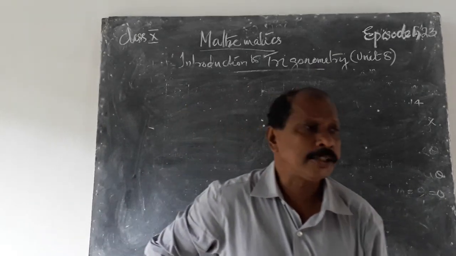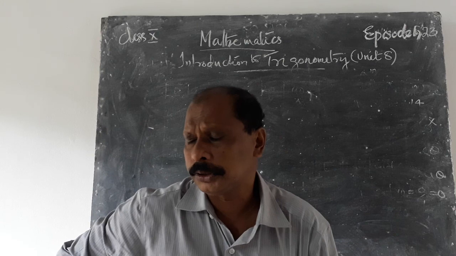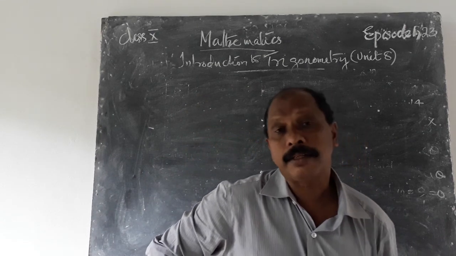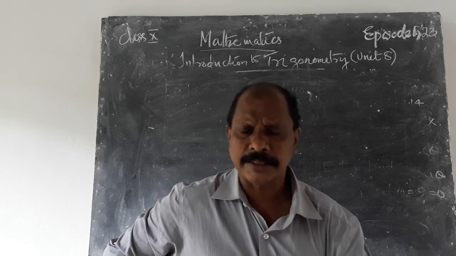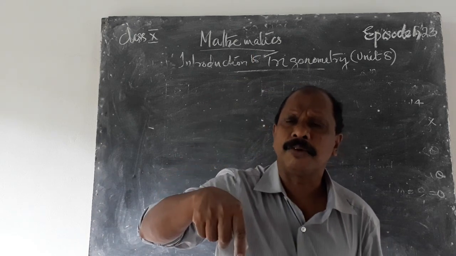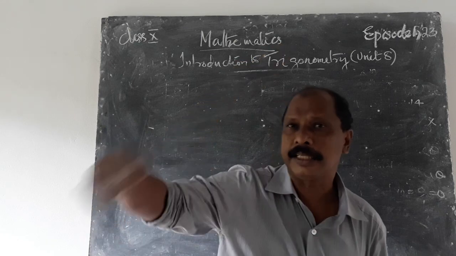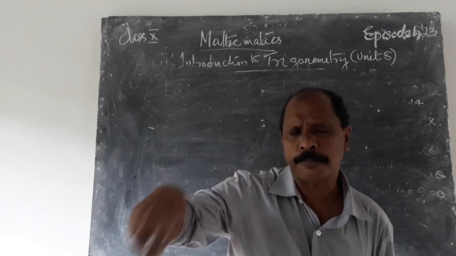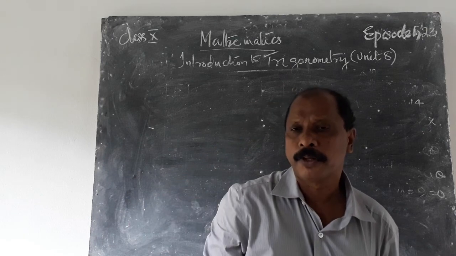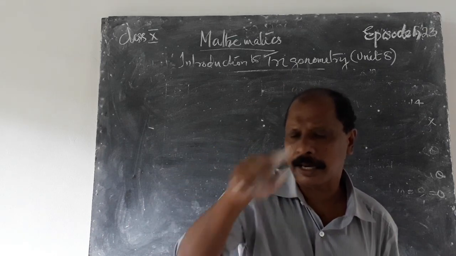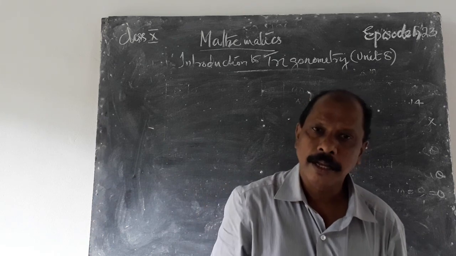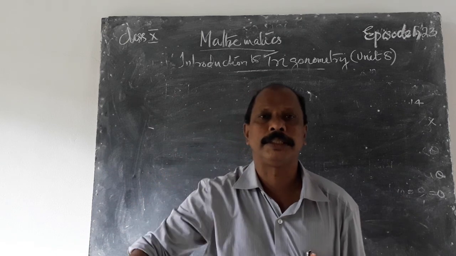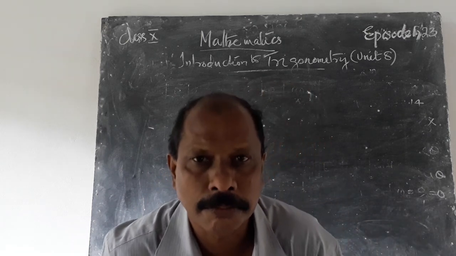Sin theta is the ratio between the opposite side and the hypotenuse. Cos theta is the ratio between the adjacent side and the hypotenuse. Tan theta is the ratio between the opposite side and the adjacent side. In the figure, AB is the opposite side, BC the adjacent side, and AC the hypotenuse, with angle at C theta. Therefore, sin theta is equal to opposite side by hypotenuse, which is AB by AC. Cos theta is equal to adjacent side by hypotenuse, which is BC by AC. And tan theta is equal to opposite side by adjacent side, which is AB by BC. These are the basic trigonometric functions.